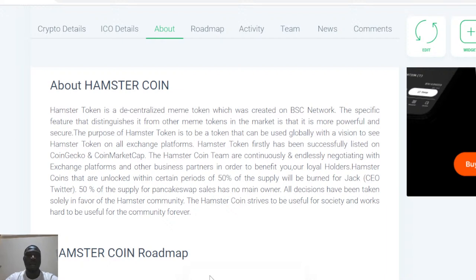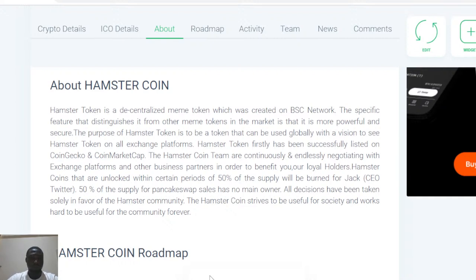It was actually listed on CoinDeco. And also, we have to know the processes you have to go through for projects like this to be listed on CoinDeco and CoinMarketCap and all that. Now, the team is continually and endlessly negotiating with exchange platforms and other business platforms in order to benefit you and also the loyal holders.